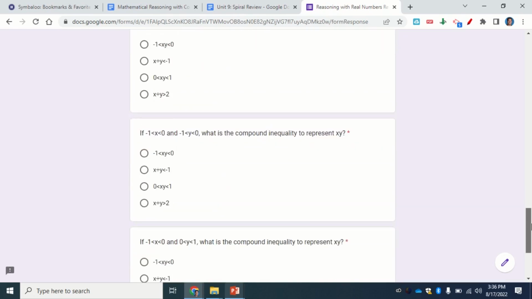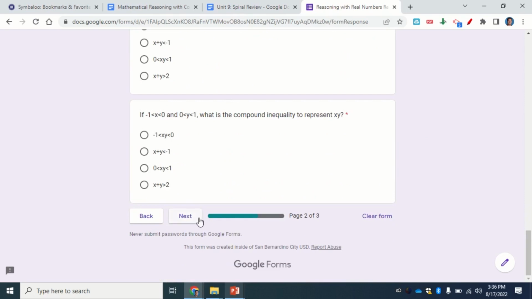We'll continue to answer each of these questions until we get to the end. Once we get to the end, we'll click Next. This will take you to your Before You Go. Go ahead and fill out your Before You Go and then submit your work on Google Classroom.